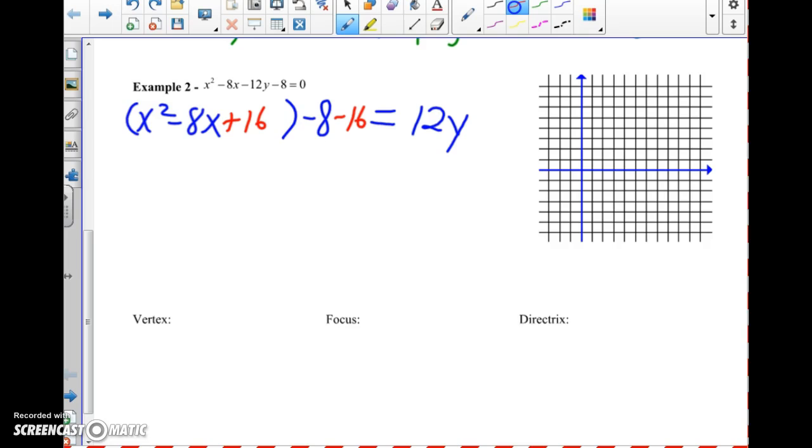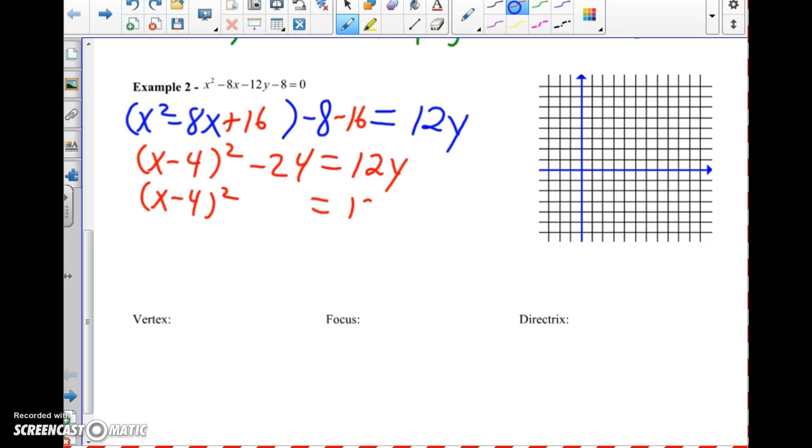Now factor the neighborhood. What do you get? X minus 4 squared, beautiful. And the outsiders, what do you get? Negative 24, beautiful. See, look how fast you're going now. All right, now what do we have to do next? Add the 24 over, because we're going to get the maximum form. Add the 24 over.